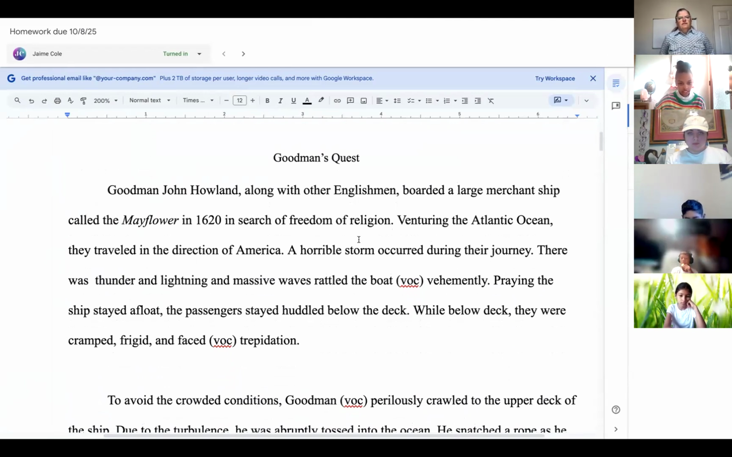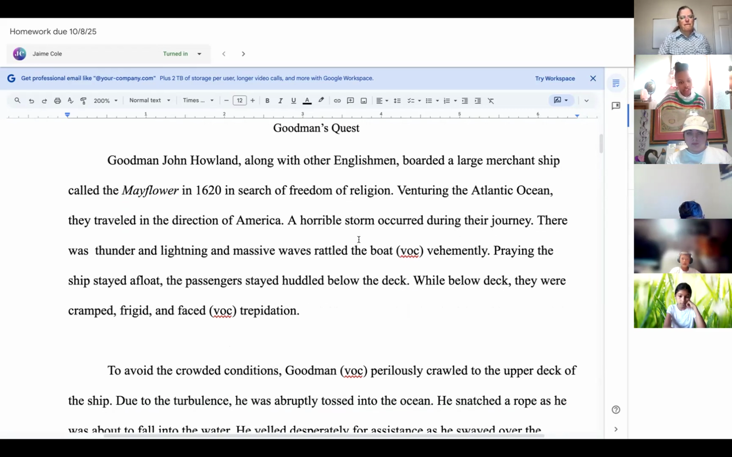Goodman John Howland, along with other Englishmen, boarded a large merchant ship called the Mayflower in 1620 in search of freedom of religion. Venturing the Atlantic Ocean, they traveled in the direction of America. A horrible storm occurred during their journey. There was thunder and lightning, and massive waves rattled the boat vehemently. Praying the ship stayed afloat, the passengers stayed huddled below the deck. While below deck, they were cramped, frigid, and faced trepidation.